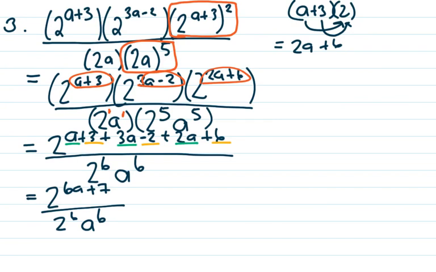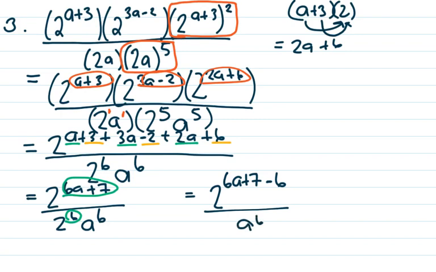Now, because this exponent has a base of 2 and so does this one, I can subtract them because of the division rule. So I have 2 to the power of 6a plus 7 minus 6 divided by a to the power of 6 equals 2 to the power of 6a plus 1 divided by a to the power of 6. And that's simplified.